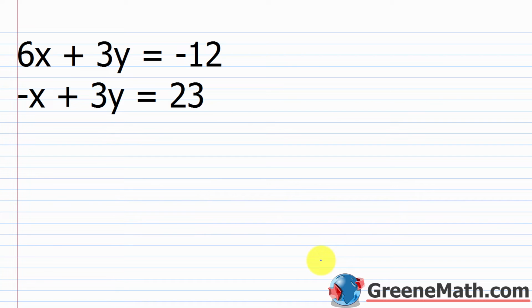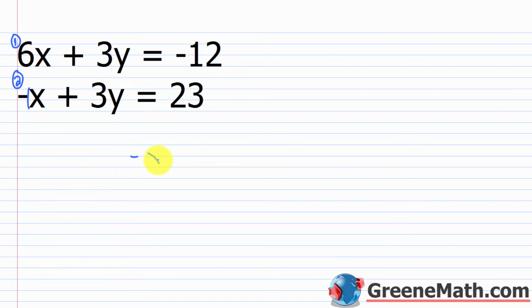So we have 6x plus 3y equals negative 12. We have negative x plus 3y equals 23. So again, if I find a variable in my system that has a coefficient of 1 or negative 1, I want to use that as what I solve for. So here, again, with negative 1 being there, I'm going to start out by looking at that. So again, I'm going to label this as equation 1. This is equation 2. So with equation 2, I'm going to solve it for x.